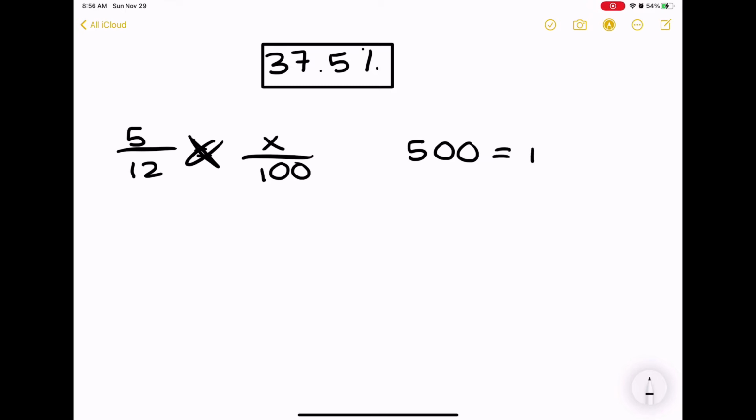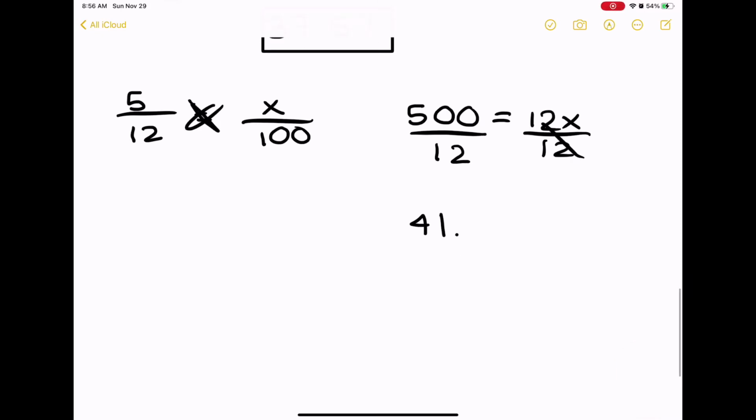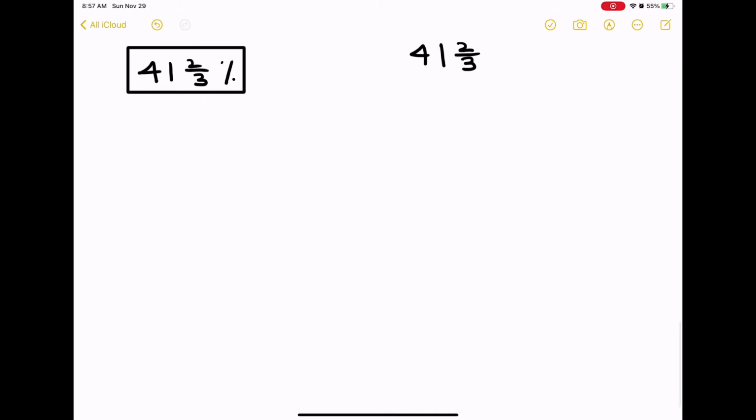Now let's head into another problem that does not perfectly go into 100. So we have 5 over 12 is equal to x over 100. We do our cross multiplication, we get 500 is equal to 12x. We divide both sides by 12, which will give us 41.6 with a bar on top, or instead of a repeating decimal you can write it as a fraction, which would be 2/3. If you want a video about repeating decimals, just tell me in the comments below. So here we have 41 and 2/3%. That is still a percentage, even though it has a fraction. So it's fine if there is a decimal or a fraction in your percentage answer.